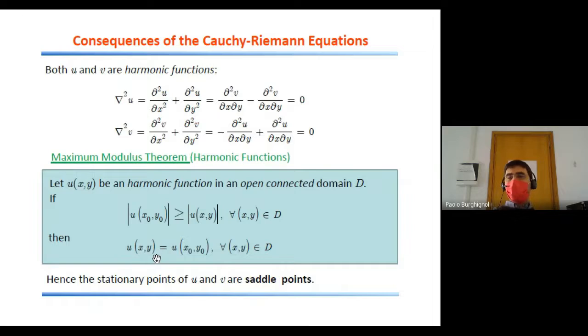Equivalently, if you include a boundary to your domain, so you close it, this means that any harmonic function attains its minima or maxima on the boundary of the domain. Okay. But since this is true, then we have that for some interior point of a non-constant harmonic function, all the stationary points must be saddle points, since they cannot be neither maxima nor minima. Okay.